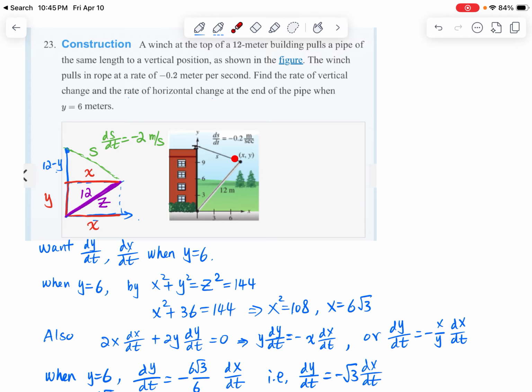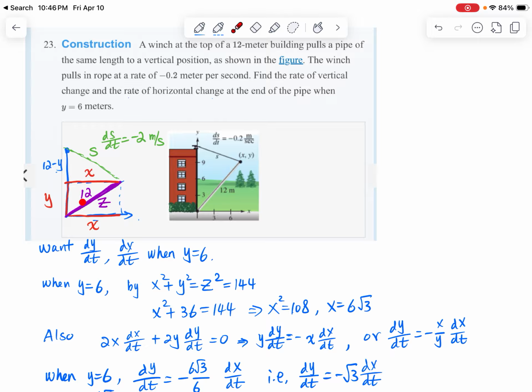So this pipe is pulled towards this direction at this rate, negative 0.2 meter per second, the negative sign because this distance is shrinking, it's getting smaller and smaller. And the length of this pipe is a fixed number, 12 meters, okay?